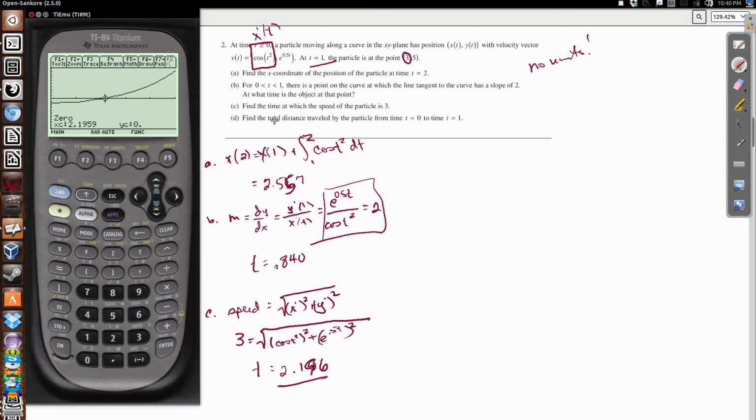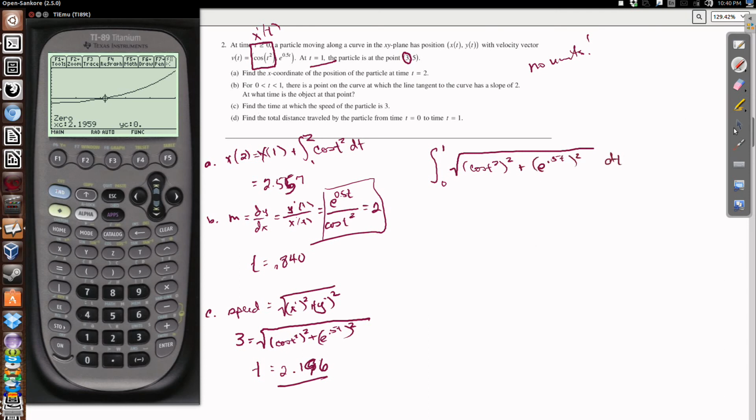Then we get to part D, where it wants us to find the total distance traveled by the particle from time t equals 0 to time t equals 1. And I know that the total distance traveled by the particle, that's the arc length. So I want to find the arc length, the square root of x prime squared, so cosine of t squared squared, plus y prime squared, which is going to be e to the 0.5t squared. And I'm going to be integrating that with respect to t.